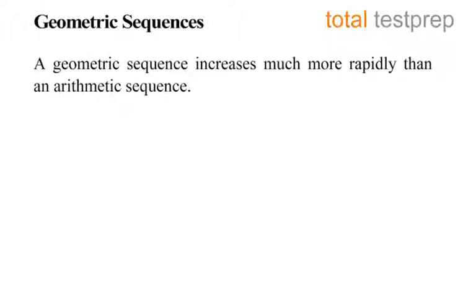So there's a key fact to remember about geometric sequences. A geometric sequence increases much more rapidly than an arithmetic sequence. So here's an example of an arithmetic sequence. An arithmetic sequence, if you remember, is one where from each number to the next you're always adding the same amount. So let's say you start with 1 red square.